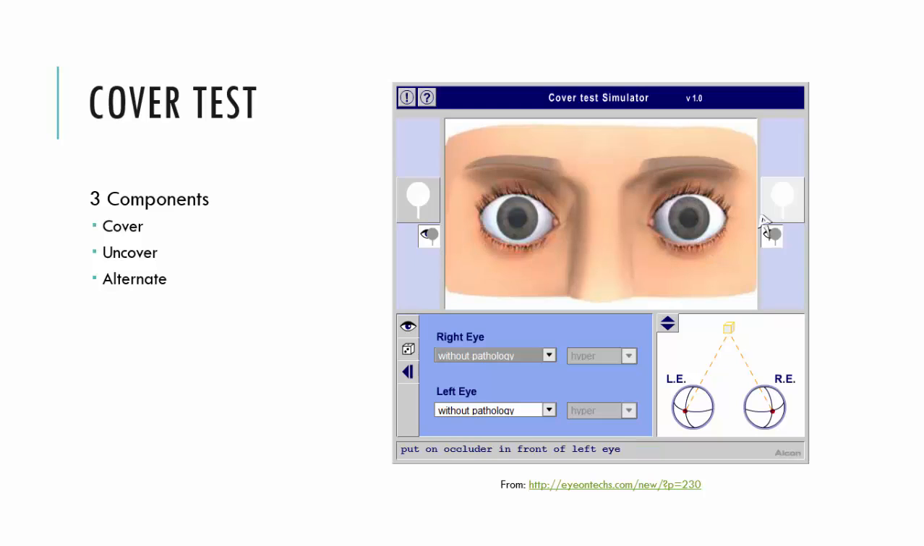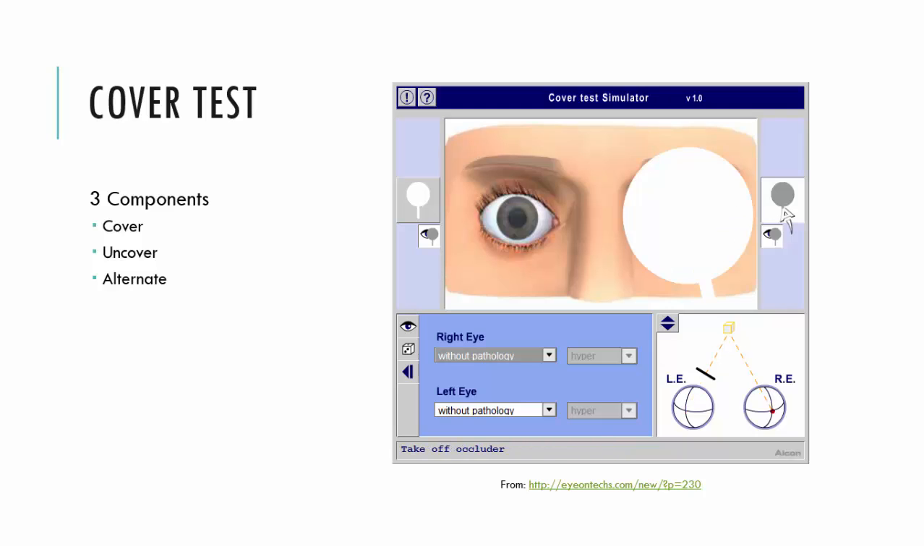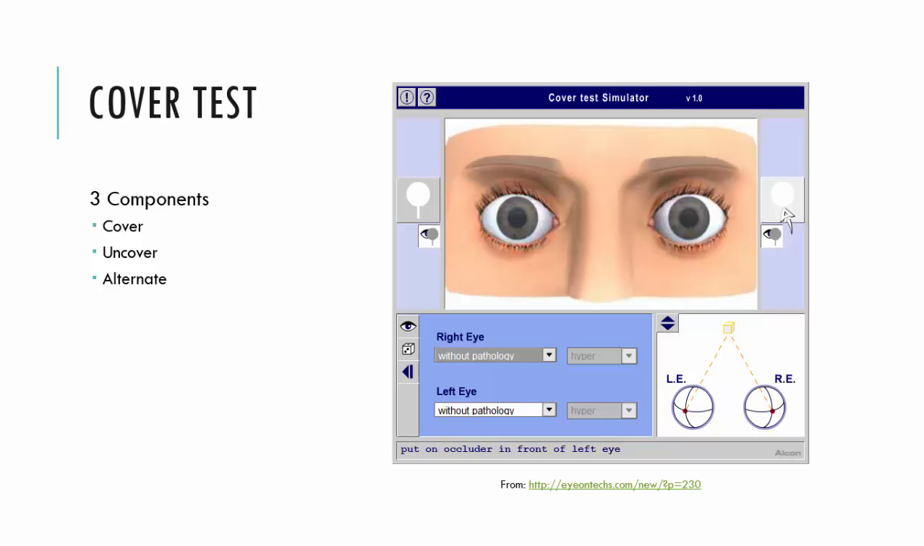We have to repeat that on the other side. Let's have a look at the right eye now. So cover, there's no movement of the right eye. So I have confirmation that there is no manifest strabismus of the right or the left eye. So in this instance, we now move to look at the uncover component. Now we're going to look at what's happening under the cover.